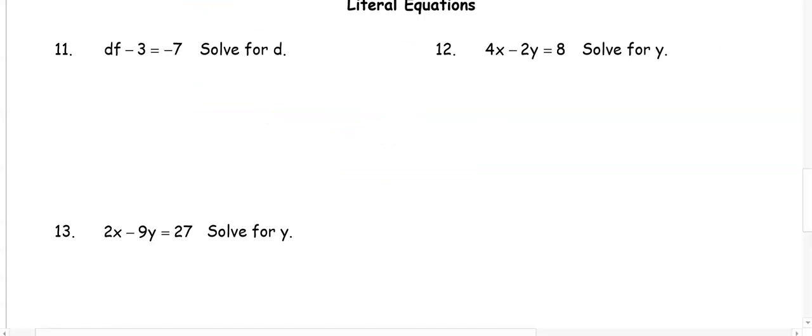Remember, in a literal equation, you are solving for a variable. So in number 11, we want to solve for D. So in order to solve for D first, we want to add or subtract. So because there's a negative 3, we're going to add that to both sides. D over F is equal to negative 4. Then to get D by itself, we do the opposite of multiplication, which is division. So D equals negative 4 over F.